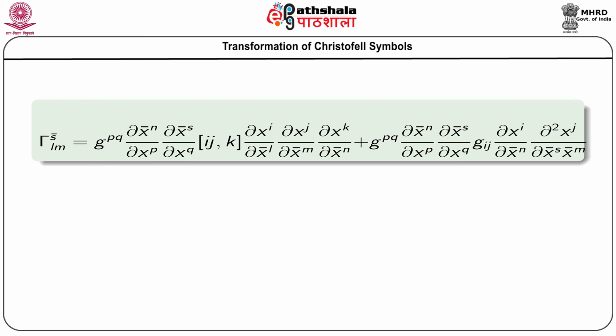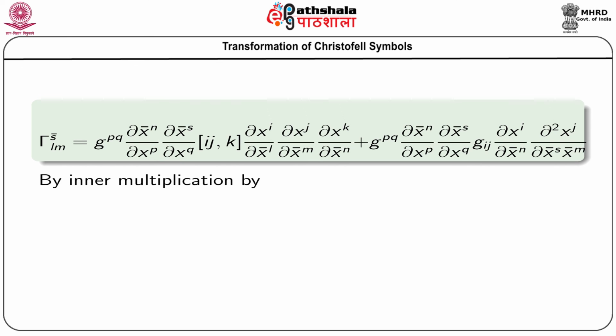So, the above expression for the Christoffel symbol of second kind, we get gamma bar S Lm equals g p q del x bar n del x p del x bar s del x q I j comma k del x I del x bar l del x j del x bar m del x k del x bar n plus g p q del x bar n del x p del x bar s del x q, g I j del x I by del x bar n del 2 x j del x bar s del x bar m.